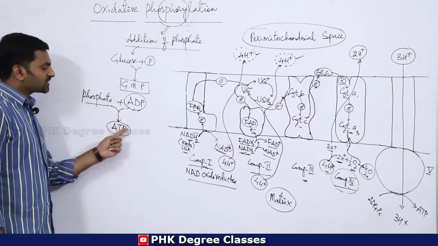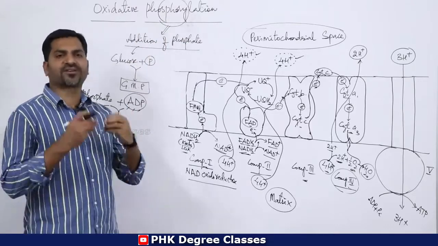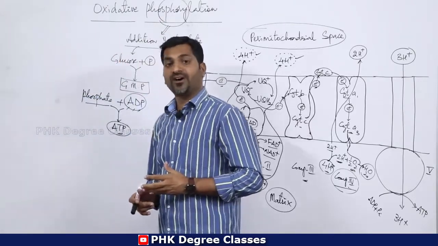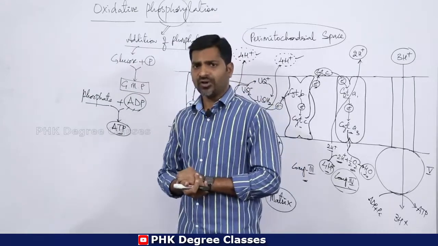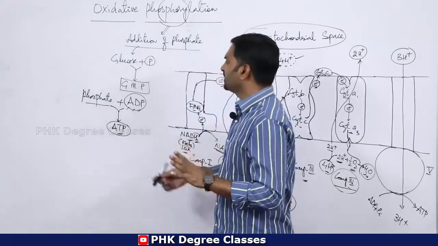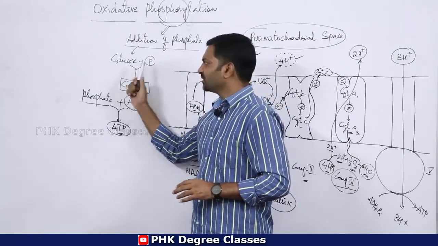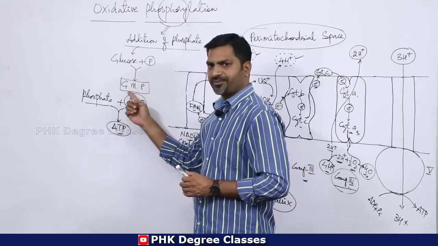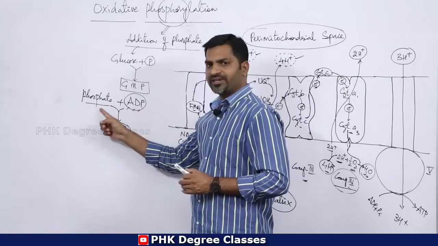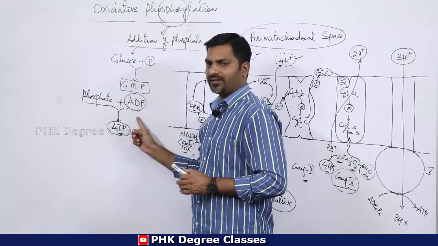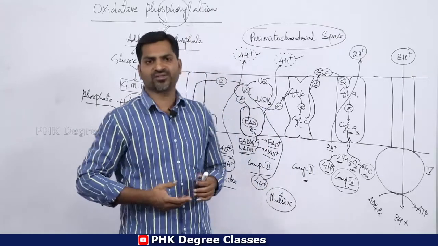So this is called phosphorylation. Simply remember, phosphorylation is nothing but addition of phosphate to any compound. In this context, addition of phosphate to glucose forms glucose monophosphate, and when one phosphate is added to ADP, there will be formation of one molecule of ATP, adenosine triphosphate.